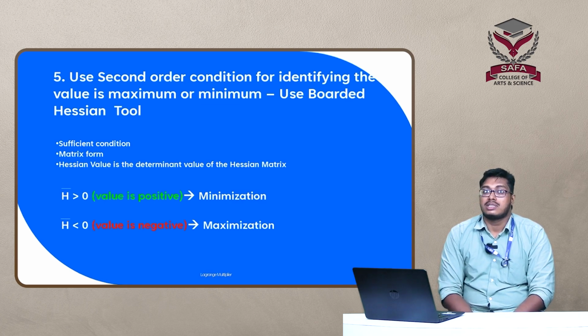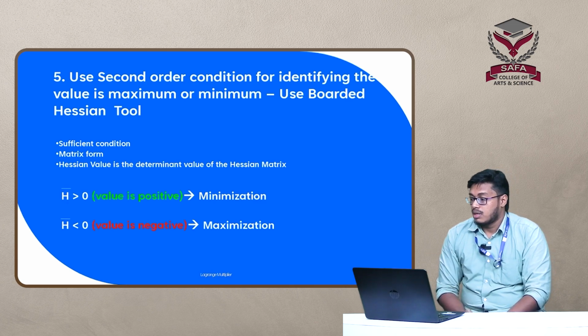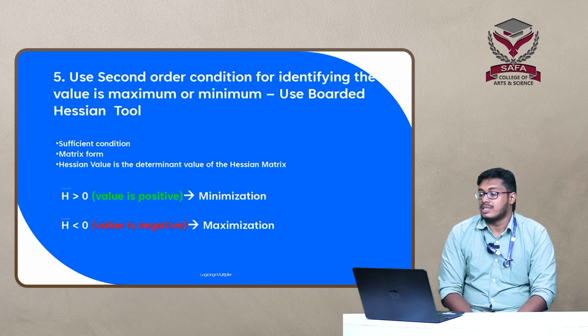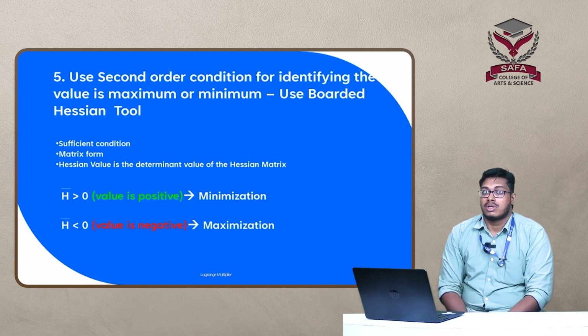This is all in the part of the Lagrange multiplier. We need many points for finding the bordered Hessian tool. It will be included in the next session.